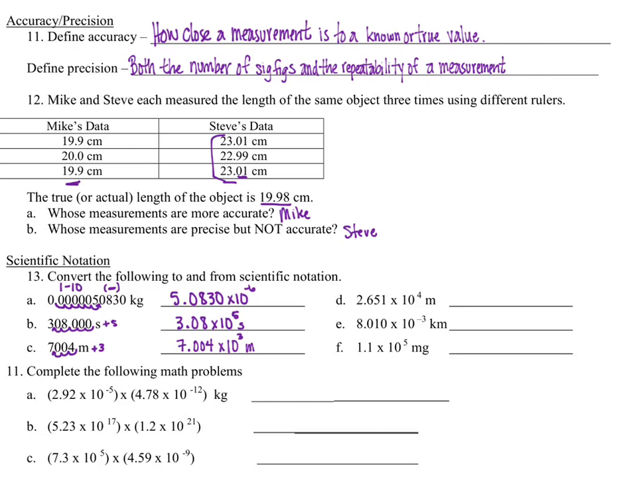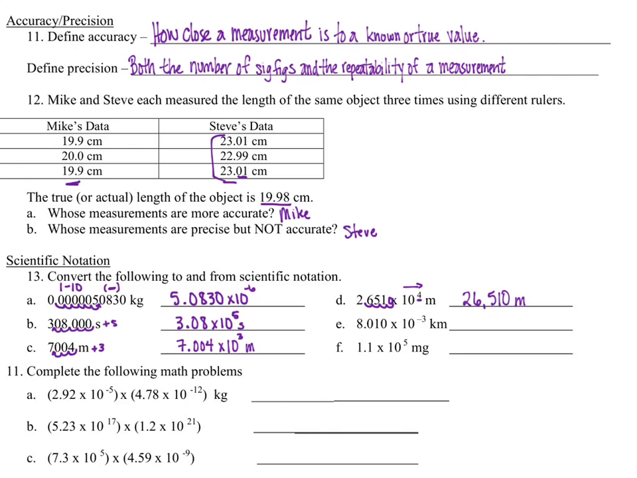Next problem. In this case, now going from scientific notation to conventional notation. I see that my exponent's positive, which means I'm going to be moving my decimal point to the right. And in this case, I'm moving it 4 places. So I'm going 1, 2, 3, and then 4, here out at a 0. So my number would be 26,510 meters.